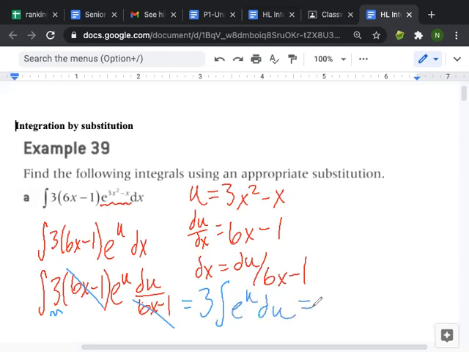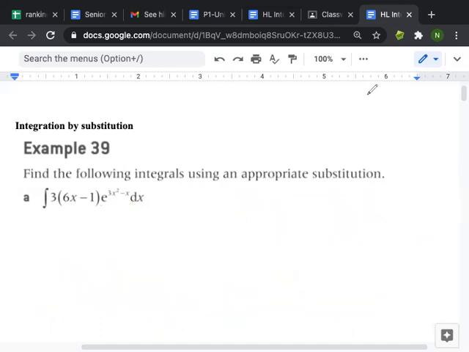And I know that the integral of e to the u is e to the u. So now I have 3e to the u plus c. And then lastly, we're going to plug back in our u. So we have 3e to the 3x squared minus x plus c. Now, all of that should be something you've seen before, so I'm not going to spend too much more time on that. We're going to go ahead and move on to integration by parts.